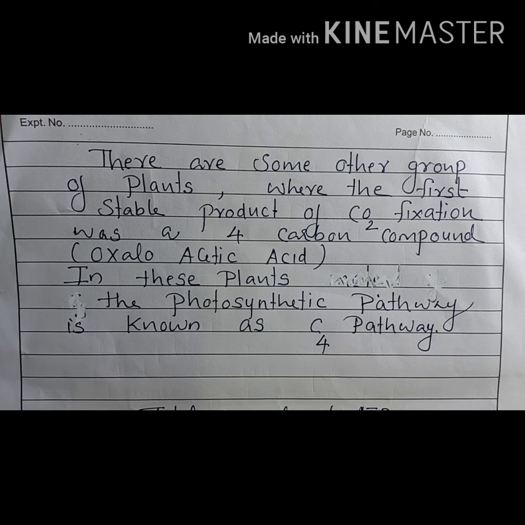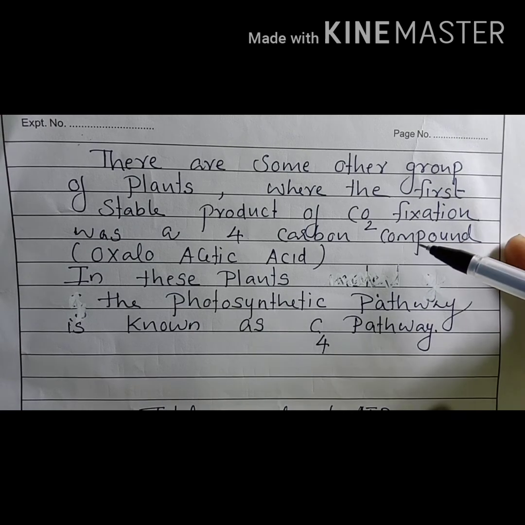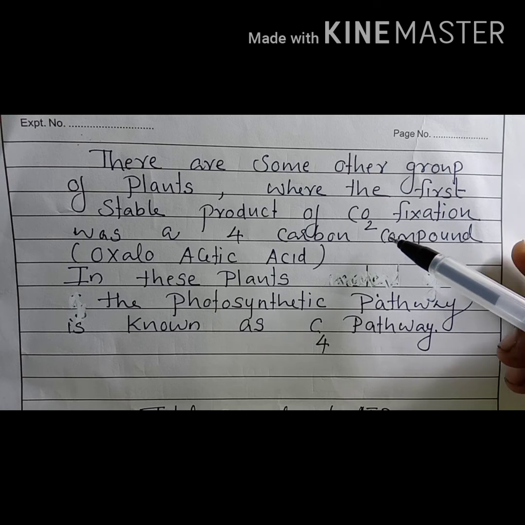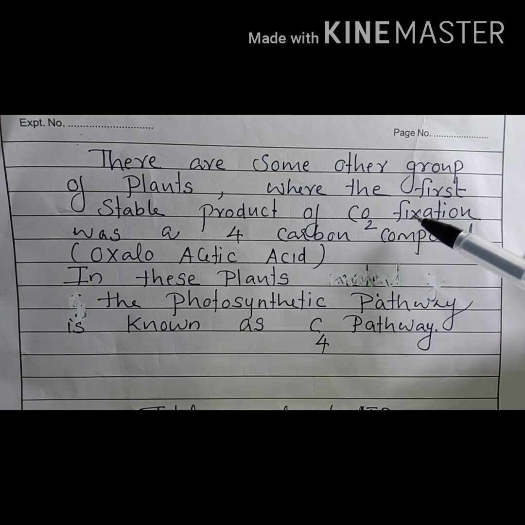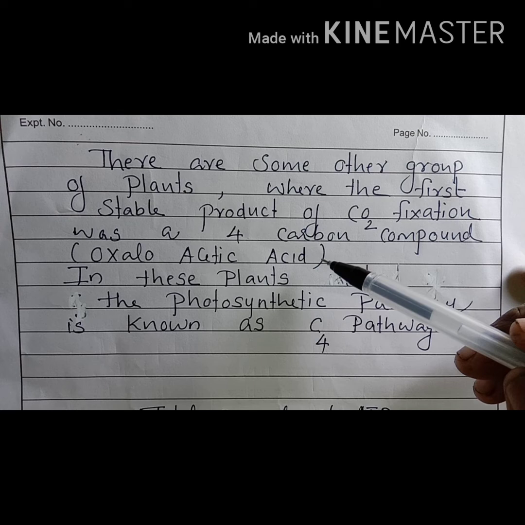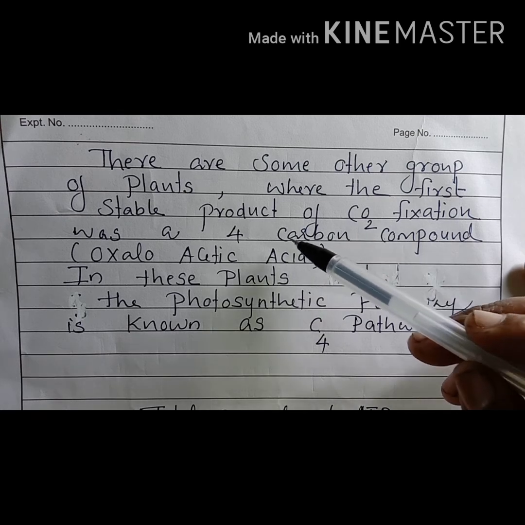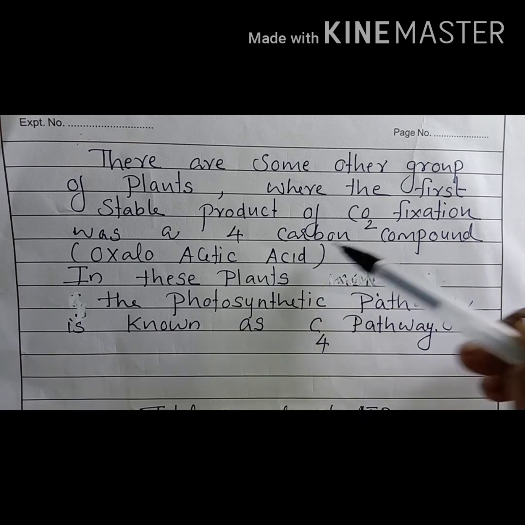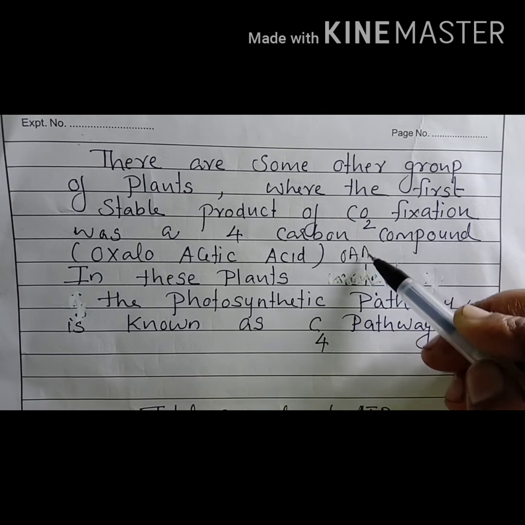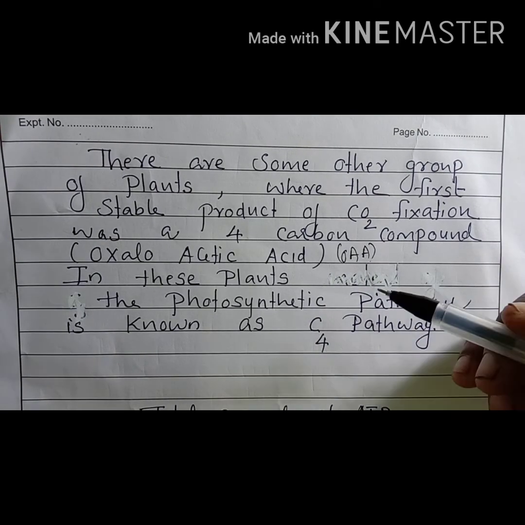There is another group of plants where the first stable compound formed during this dark reaction, or carbon dioxide fixation, is a 4-carbon compound. Instead of a 3-carbon compound, there we see the first compound is a 4-carbon compound, and the name of the compound is oxaloacetic acid, OAA.